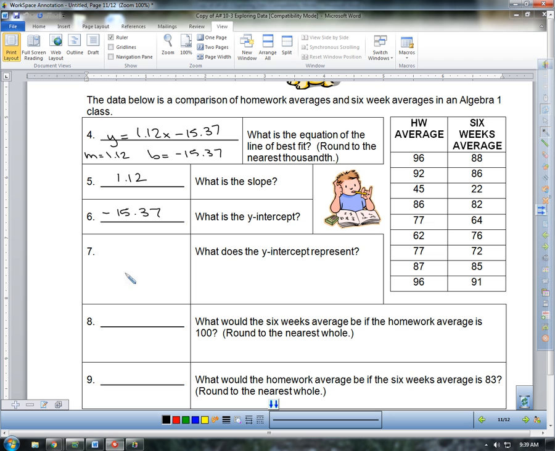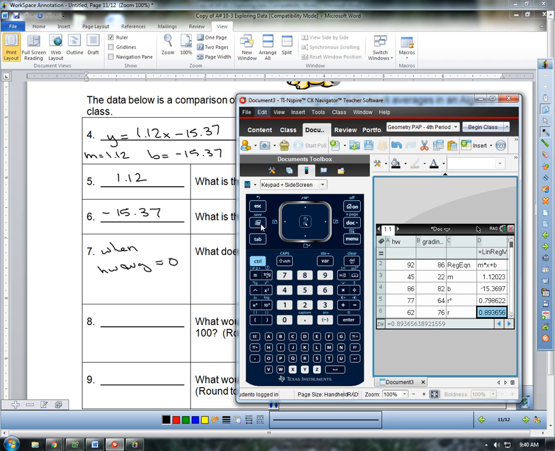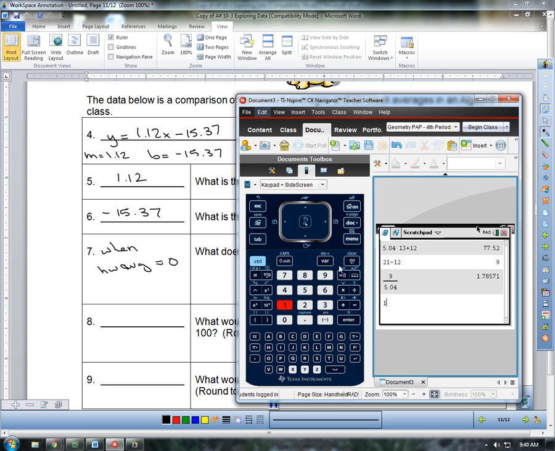What does the y-intercept represent? Okay, well, let's think about what y-intercept is. Y-intercept is when x equals 0. So it's when my homework average equals 0. What would a 6 weeks average be if the homework average is 100? So all I'm going to do, type in my calculator, I'm going to do 1.12 times 100 minus 15.37. So if I follow this trend and my homework average is 100, my test average should be, we'll call it, a 97.